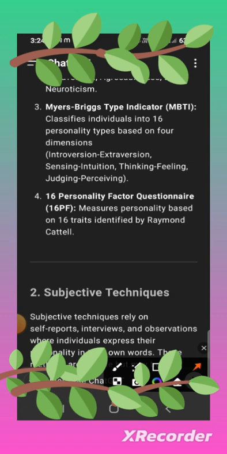neuroticism, stability, psychoticism, aggressiveness, impulsivity. That is the Eysenck Personality Questionnaire. 16 Personality Factor Questionnaire measures personality based on 16 traits identified by Raymond Cattell.